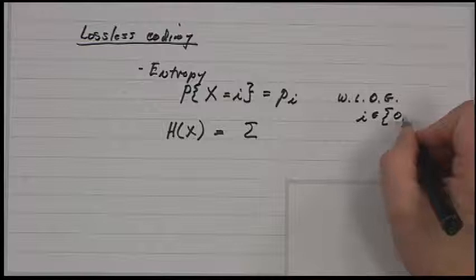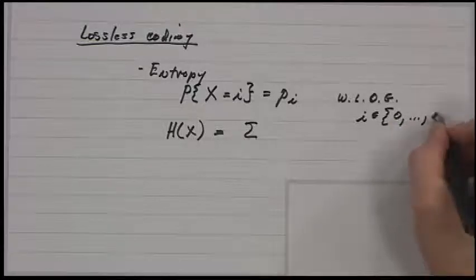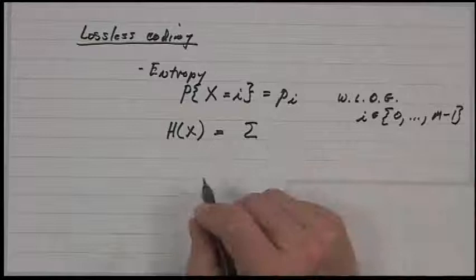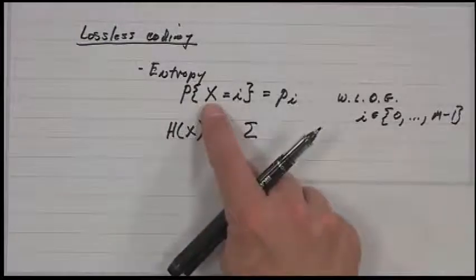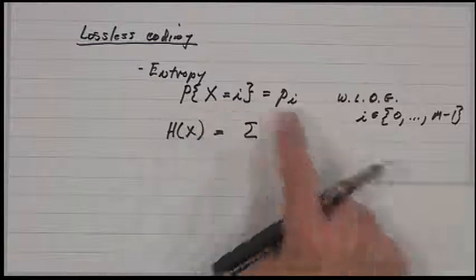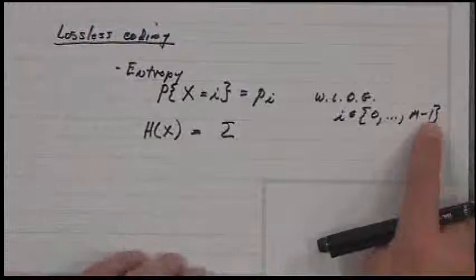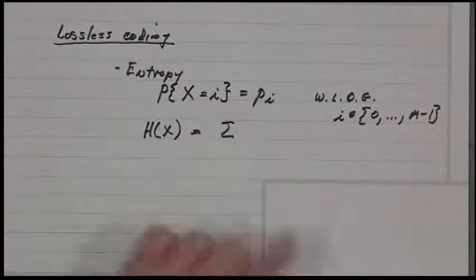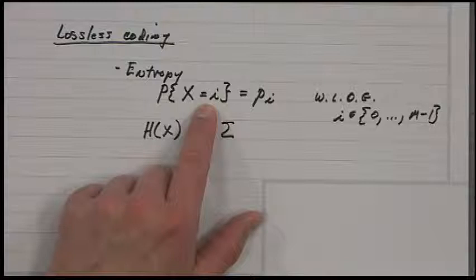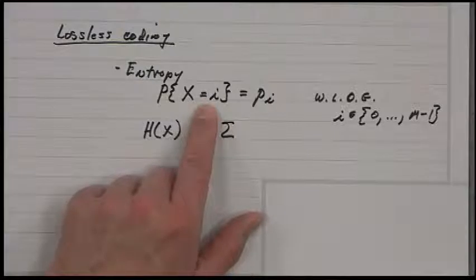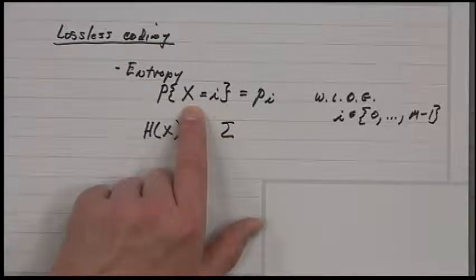It takes on values between 0 and m minus 1. So it's discrete. Now, if x is not a discrete random variable, here I'm assuming that x is a discrete random variable with a finite number of possible values. It's also possible that it be a discrete random variable with an infinite number of values, but in that case it would always be countably infinite. And then the other possibility is that x is a continuously valued random variable. So entropy is only really well defined for discrete random variables.